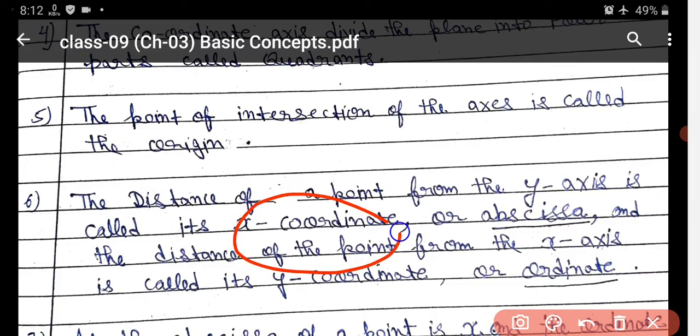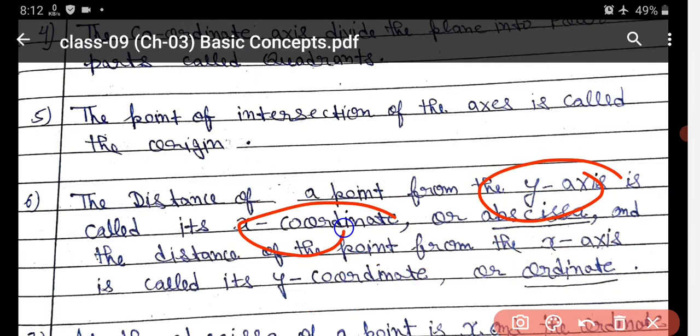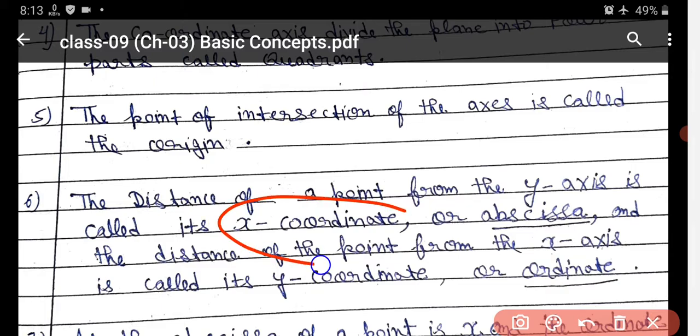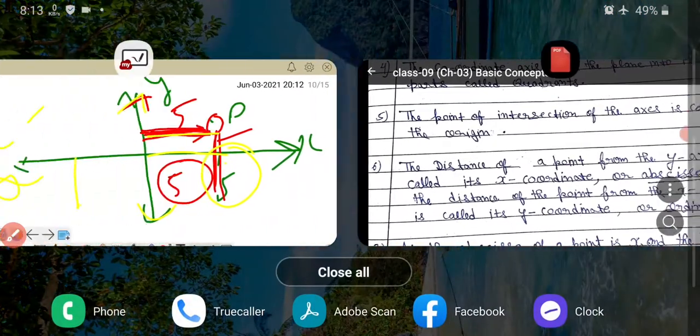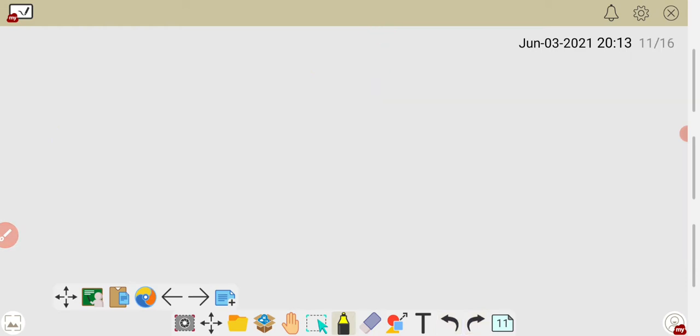The x coordinate is also known as abscissa, and the y coordinate is also known as ordinate only. Sorry, I repeat. The distance of the point from the y axis is known as the x coordinate, or you can say abscissa, and the distance of the point from the x axis is known as the y coordinate or ordinate only. Once again I will explain that concept with the help of one diagram.